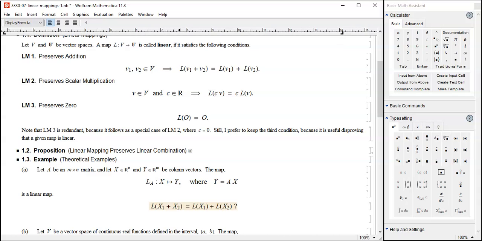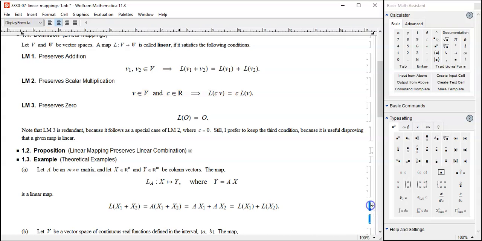Is this true? Well, let's check. L of x1 plus x2 is nothing more than matrix A times x1 plus x2, isn't it? By definition. And then we can use the properties of matrix multiplication. It's distributive. So A x1 plus A x2. And what is this? Is this L of x1? And is this L of x2? Yes, indeed. So yeah, we just proved this one. And can you prove this one on your own? I'll leave you there.